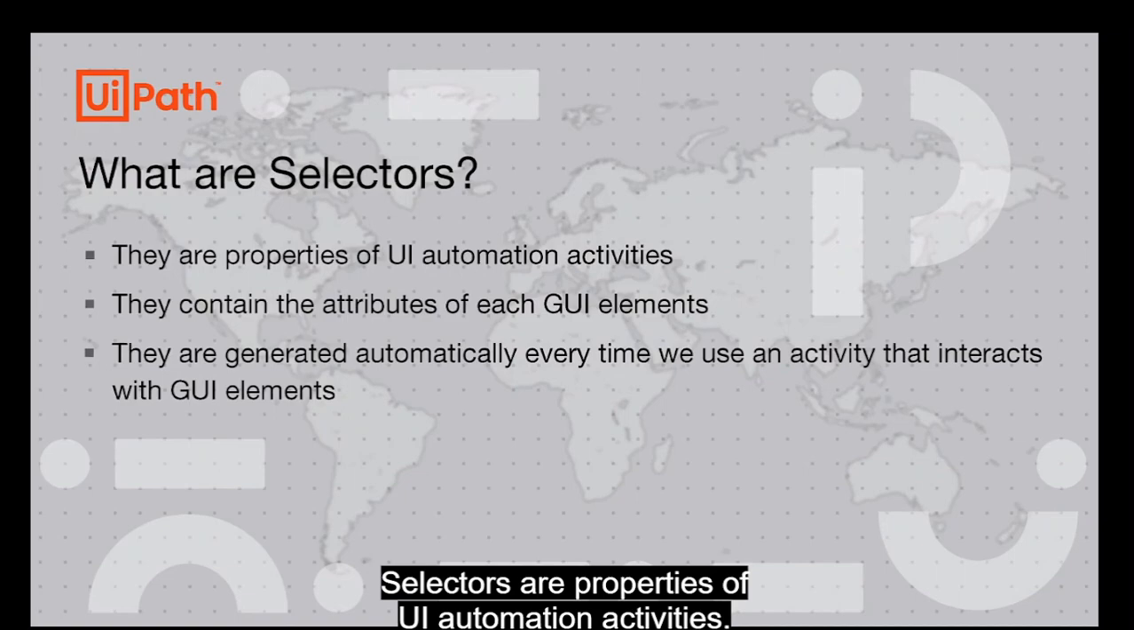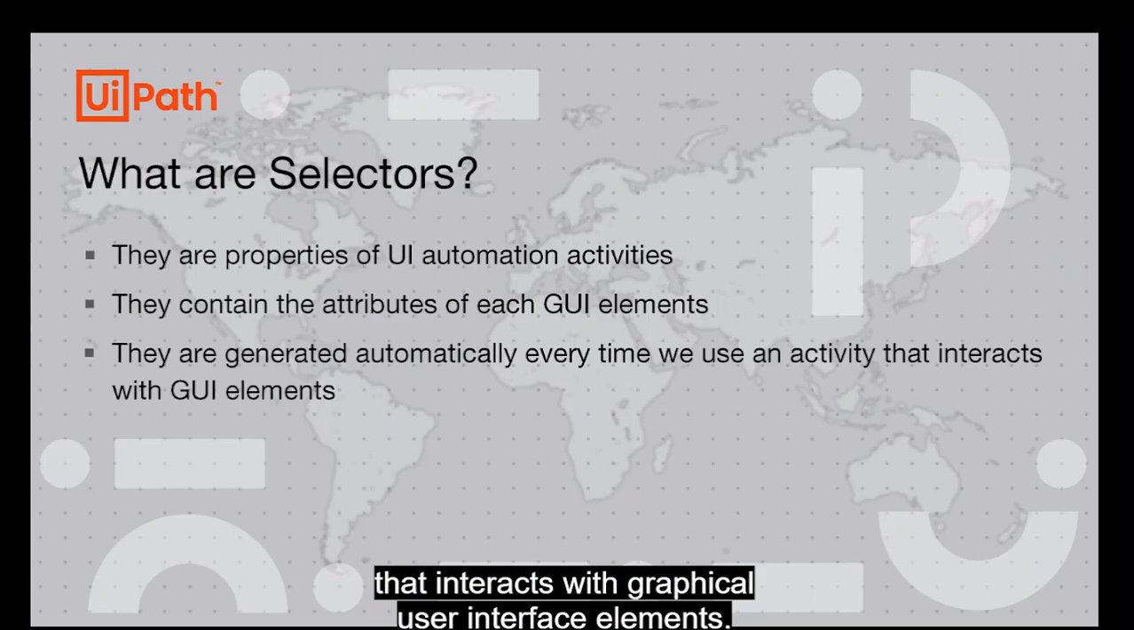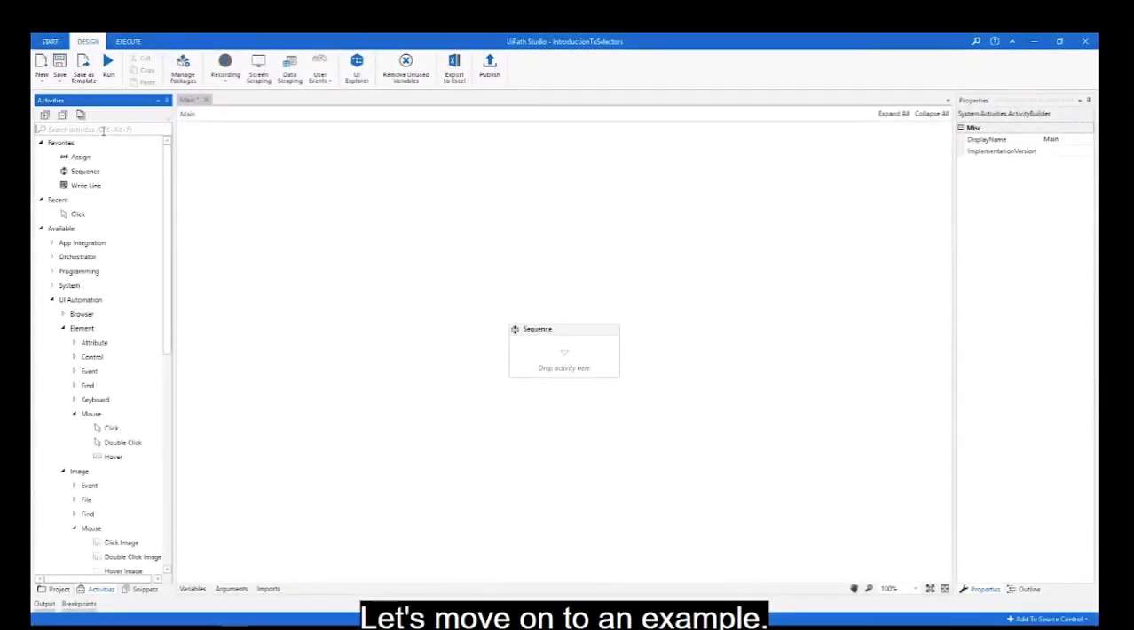Selectors are properties of UI automation activities. They contain the attributes of each graphical user interface element and its parents as XML fragments. Selectors are generated automatically every time we use an activity that interacts with graphical user interface elements. Let's move on to an example.